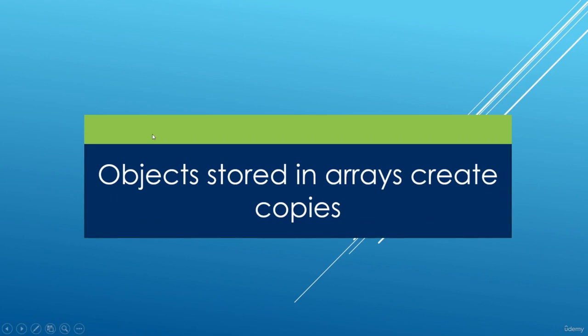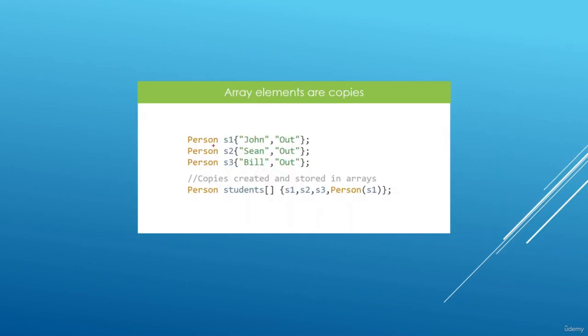In this lecture, we're going to see that if we try and pass objects in an array, these objects are going to be copied. And we are seeing that exactly here because now we can prove this with copy constructors. So here is a simple example.